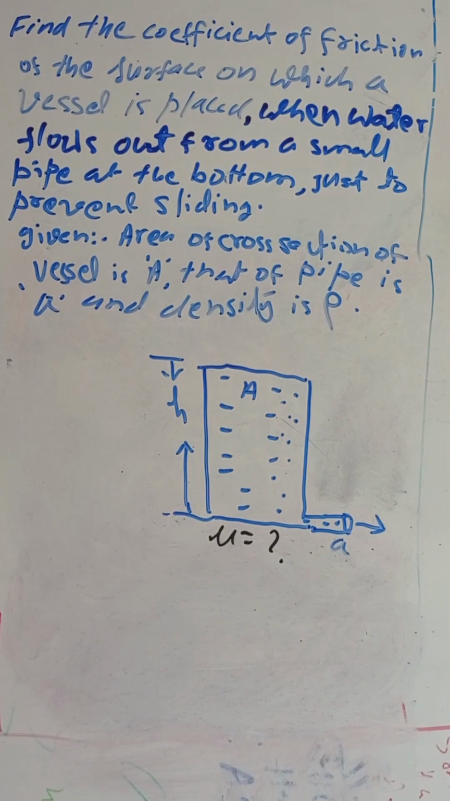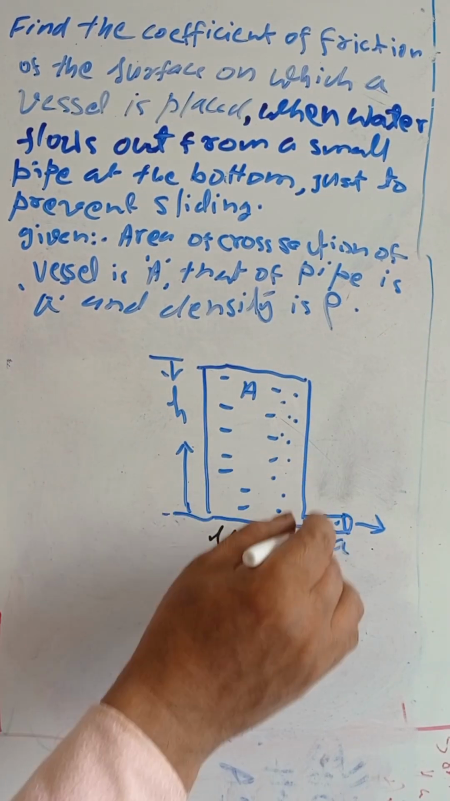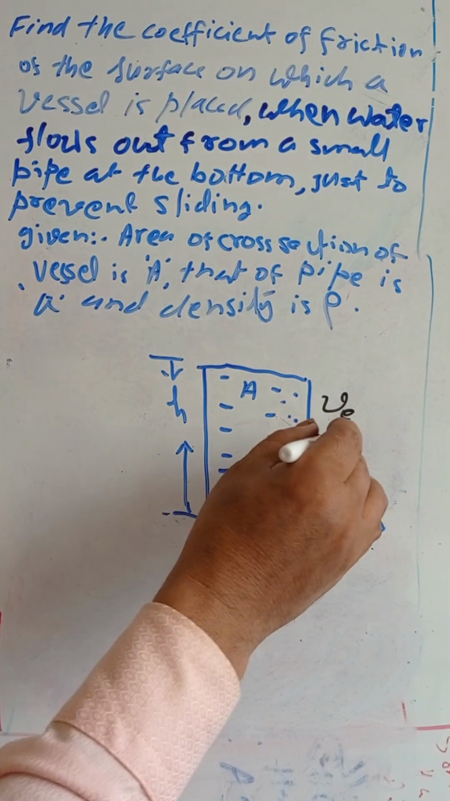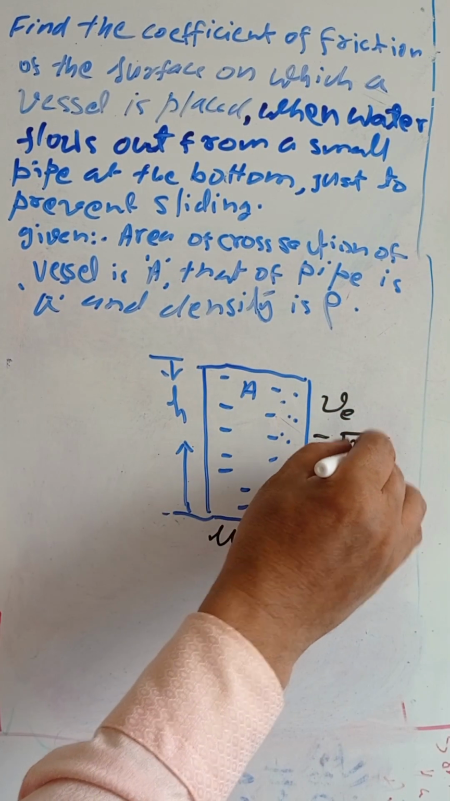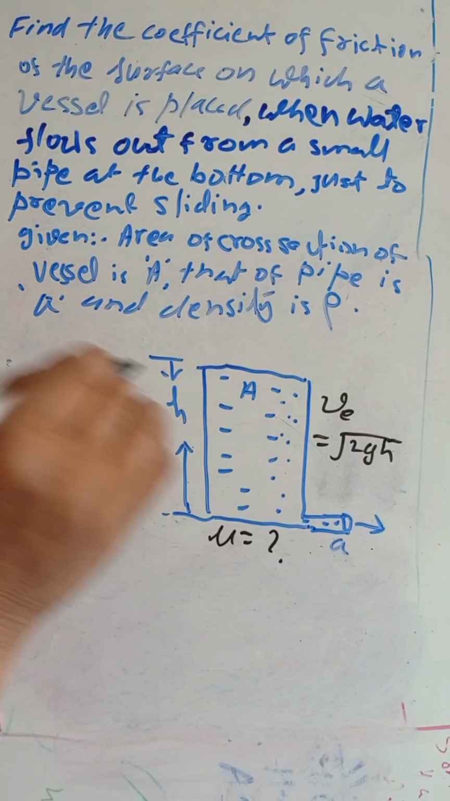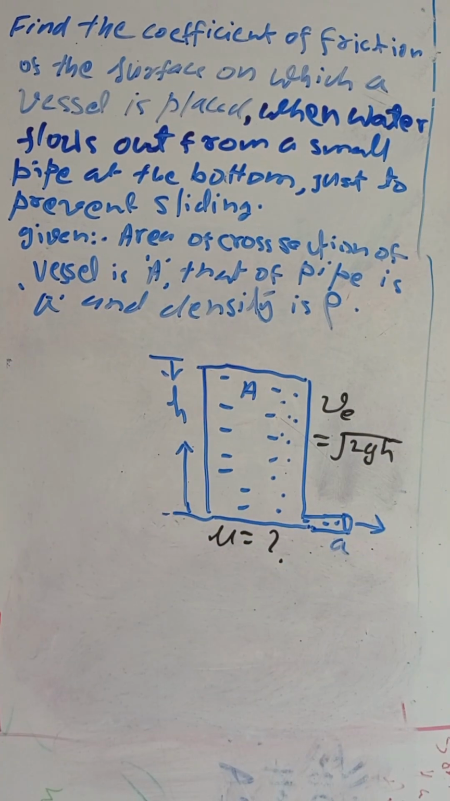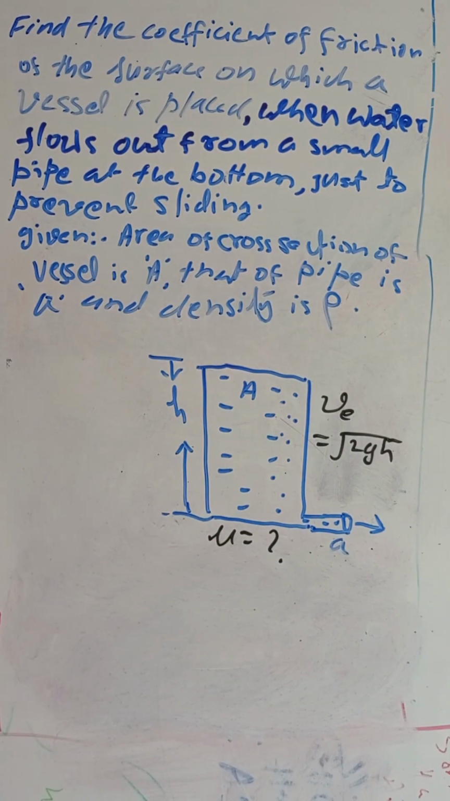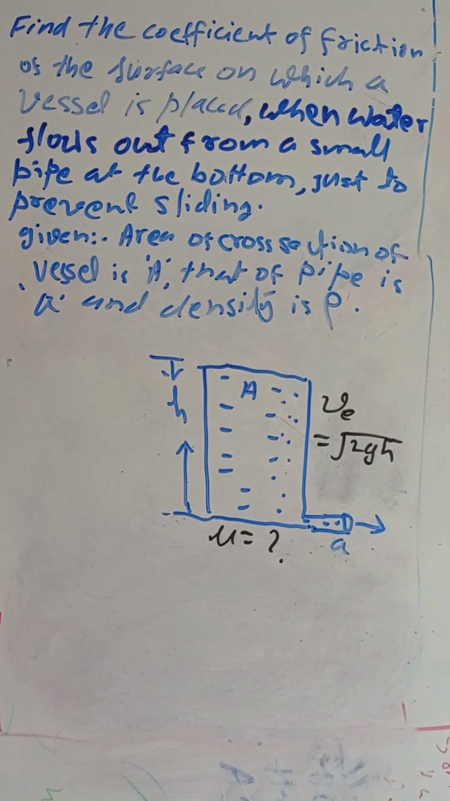Let us see what the outward thrust is here. First, let us find the velocity of efflux. You must have learned that the velocity of efflux is under root 2gh. This is called Torricelli's law. That is, the efflux velocity of a fluid from a vessel is always given by under root 2gh, where h is the depth at which you have made the hole.